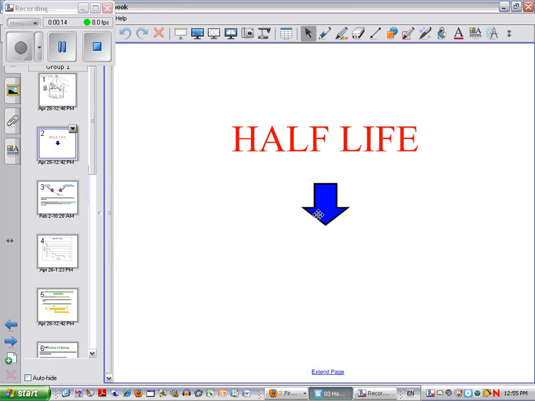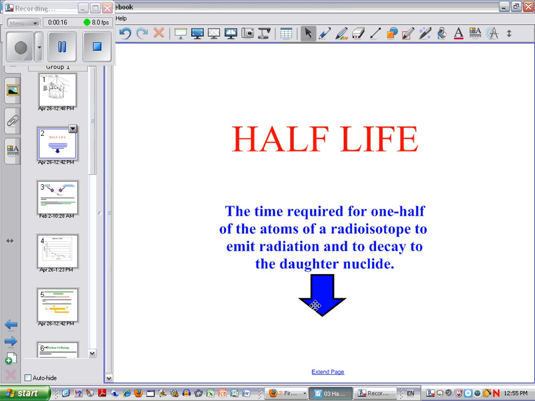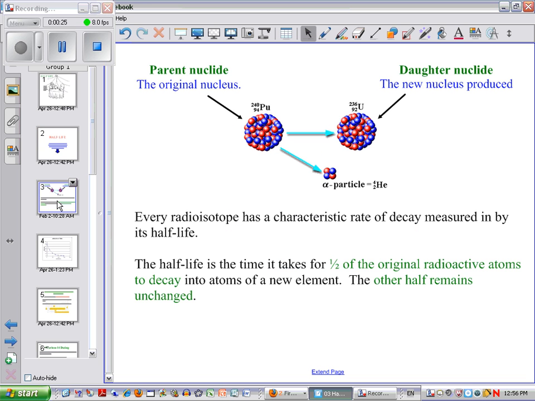What half-life is, it's the time required for one half of the atoms of a radioactive isotope to emit the radiation and decay into their new isotopes. And I have another one that has the definition to this slide right here. I think it might match better. But half-life is basically how long it takes if you have 100 atoms of radioactive plutonium to decompose and eject that alpha particle and become uranium.